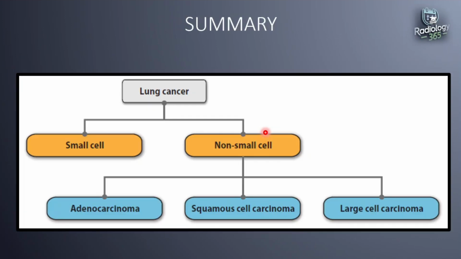So to summarize, lung cancer can be thought of as two types: small cell and non-small cell. And under the non-small cells, we have adenocarcinoma, squamous cell carcinoma, and large cell carcinoma. You can only be 100% sure of these histologic subtypes after histopathology. However, some radiologic features can point you towards a particular histologic subtype.